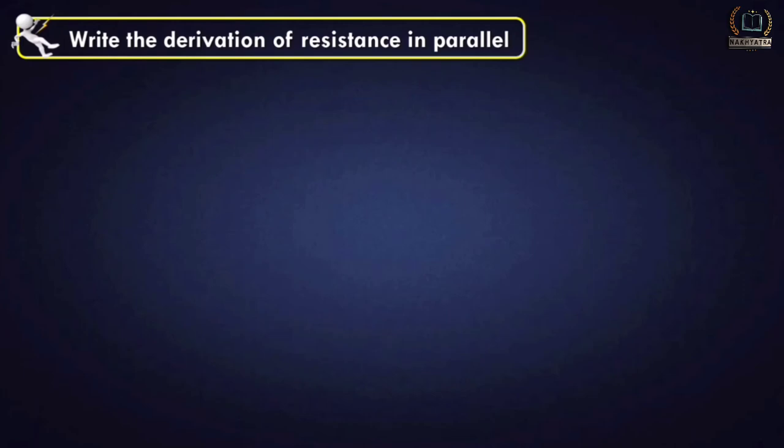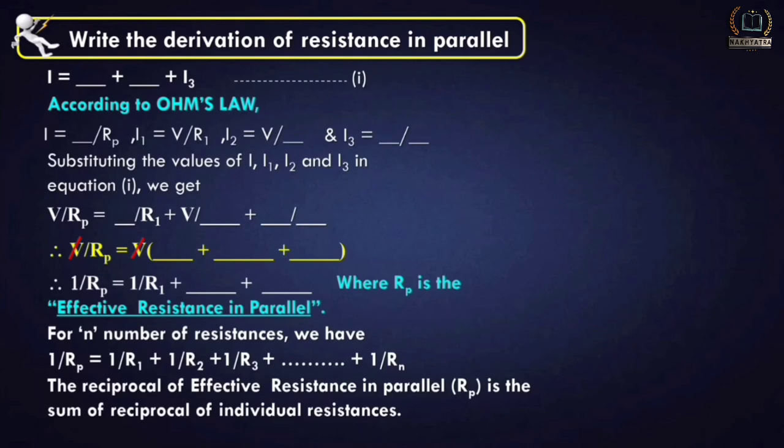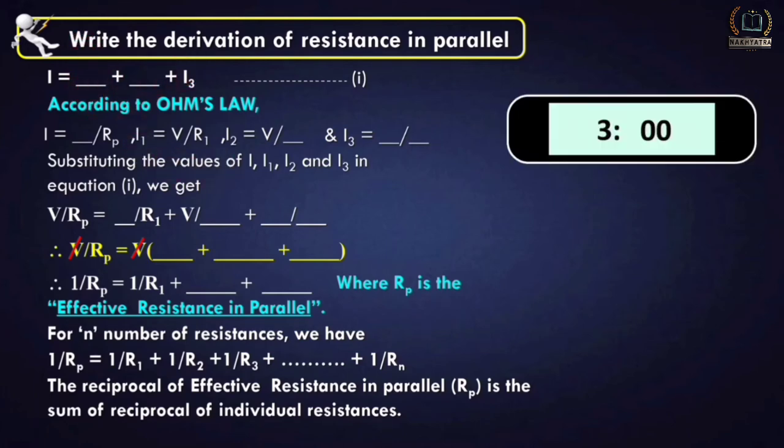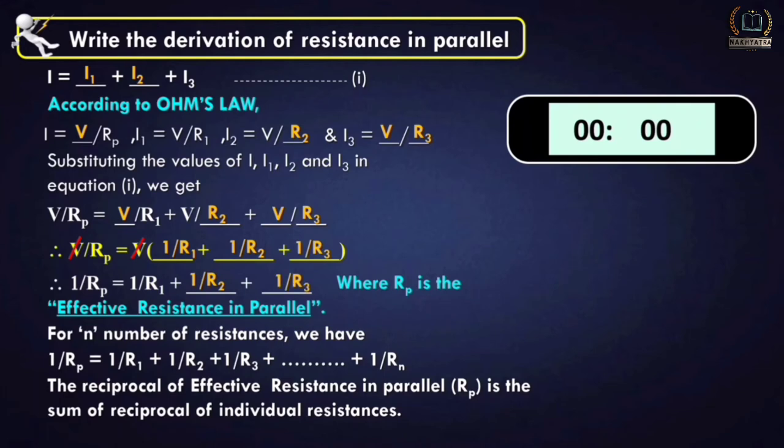Now, write the derivation of resistance in parallel. This is almost solved, but you need to fill it up. As you can see here, the blanks are given. So set the time and try to fill it up, okay? I'm solving it for you here. It's very easy. Just like the series connection, and don't get confused between the two, okay? So this is done.